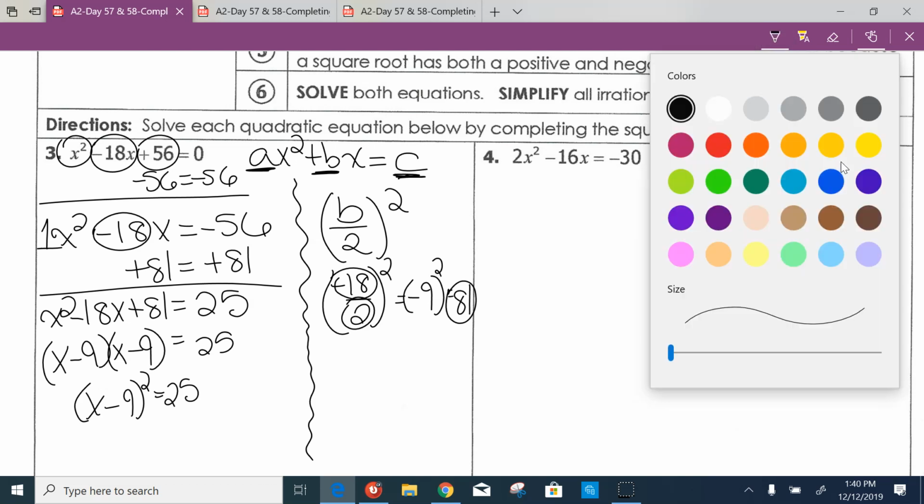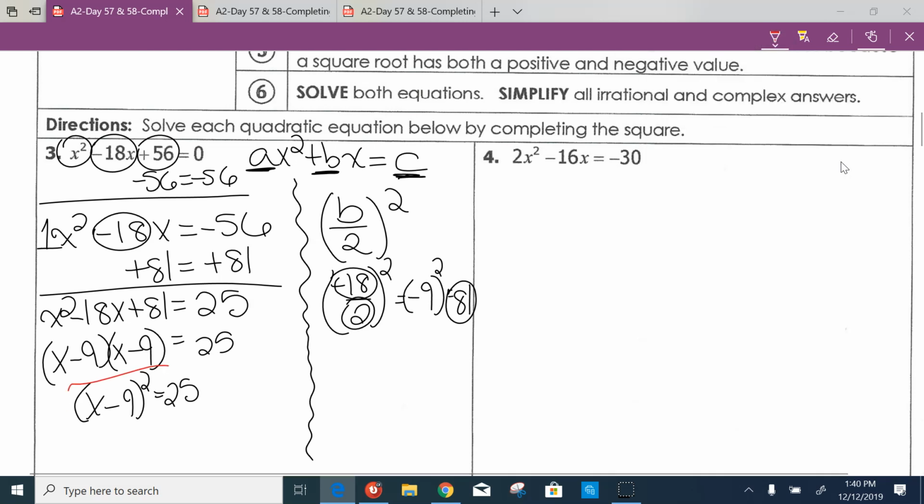Now I'm going to go ahead and start solving for x. To do that, I'm going to square root the left side, square root the right side, and I'm left with x minus 9 equals... excuse me, the square root of 25, which is not going to have a 2 in it. The square root of 25 is going to be positive and negative 5. So now I have to do two equations. I'm going to have to solve when x minus 9 equals positive 25, and when x minus 9 equals negative 25. So I'm going to add 9 to both sides.